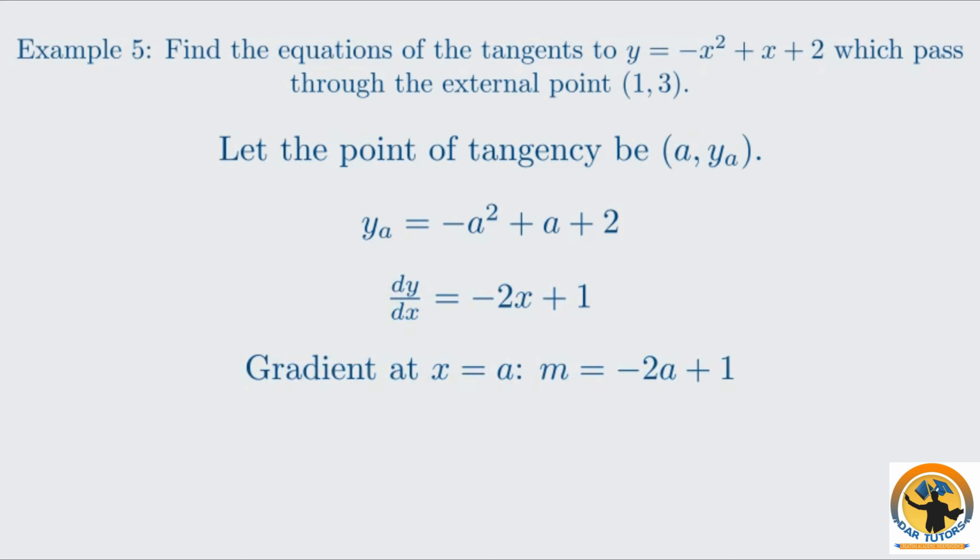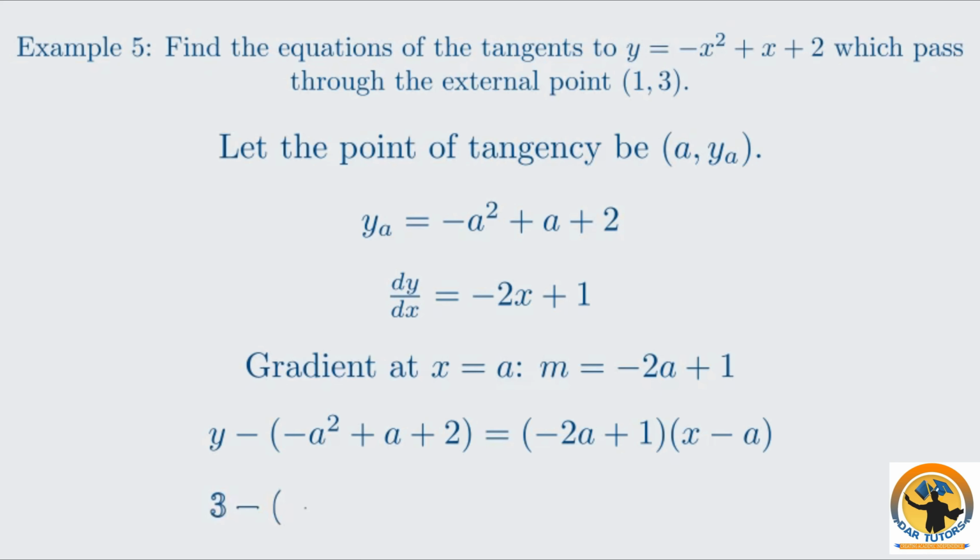Now we can write the equation of the tangent at the point (a, y_a), using the point-gradient formula. y minus the quantity negative a squared plus a plus 2 equals the quantity negative 2a plus 1 times the quantity x minus a. We know that this tangent line must pass through the external point (1, 3). So we can substitute x equals 1 and y equals 3 into this equation. 3 minus the quantity negative a squared plus a plus 2 equals the quantity negative 2a plus 1 times the quantity 1 minus a. Now we have an equation with only one variable, a.